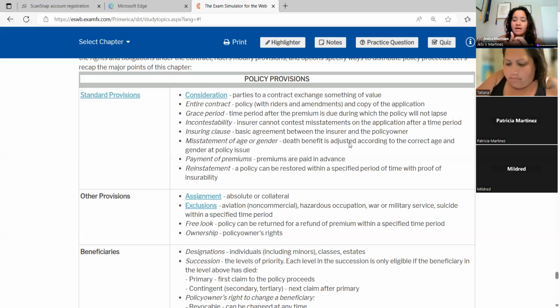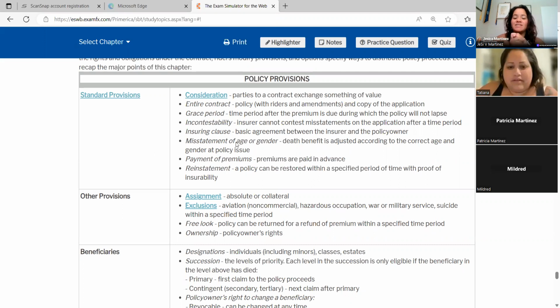Do you guys remember how long that is? What's the incontestability period? Or how long? Is that the 14 days? No, it's 2 years, like Ellie said. The 14 days is the free look provision. I'm saying 3. Okay, yeah, it's the free look provision. 3 years, it's the reinstatement clause. Okay, all right, gotcha. Good. There you go. All numbers were there.